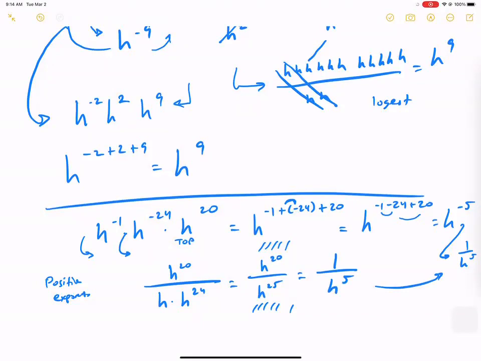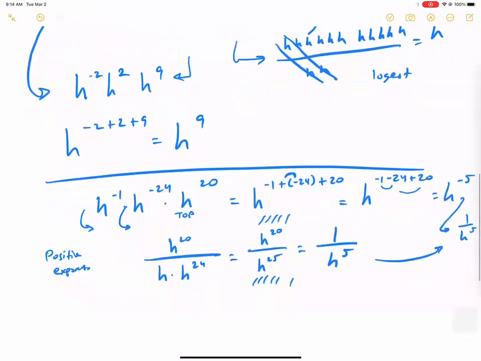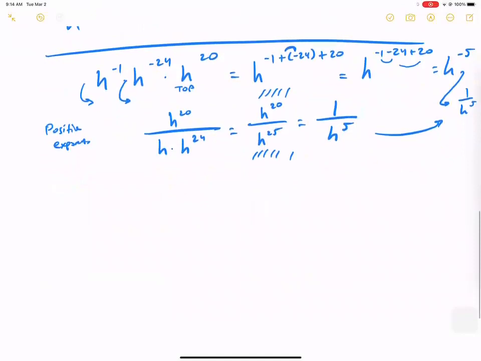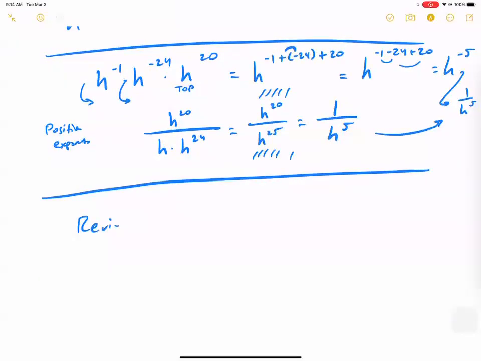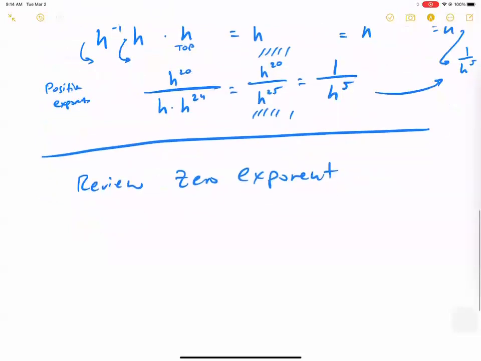Okay. So that's what you're going to do on IXL today. A couple of things that mess kids up sometimes is when we have a zero exponent. Let me just review this part. Review a zero exponent. Now, if I have h to the 0 power, as a reminder, that means I have no h's. So this doesn't mean it's 0. By definition, this is going to be equal to 1.